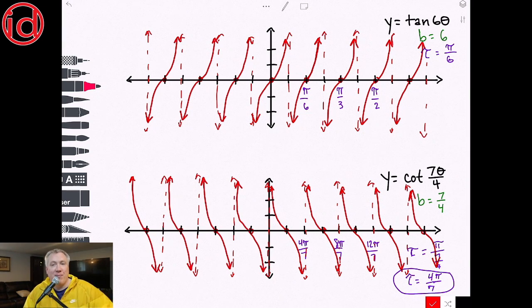Okay, there you go. Cosecant, secant, tangent, and cotangent graphs, and their patterns.